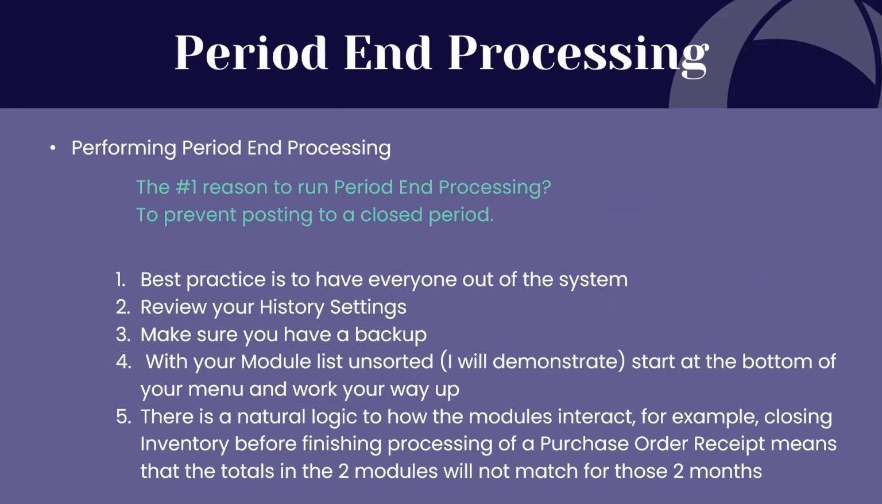When you get to the point that you're ready to perform period end processing, the best practice is to have everyone out of the system. If you've got inventory, it opens accounts receivable customer files, because you've got customer pricing options. It opens your accounts payable vendor information because you can assign vendors and you have vendor pricing. So it's just best practice.